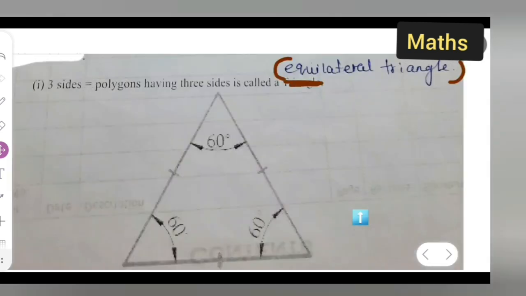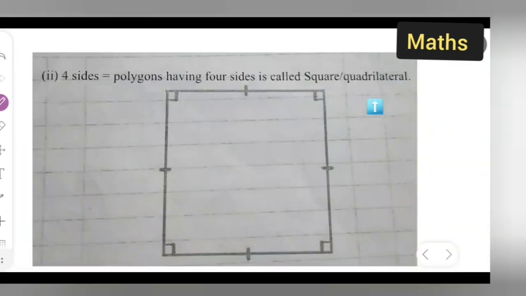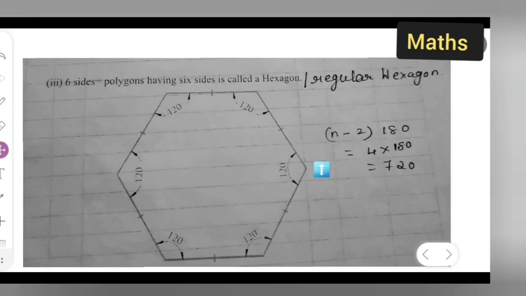Next, moving towards the next one, that is the 6-sided figure. What do you call a 6-sided polygon figure? Take down: a polygon having 6 sides is called a hexagon or regular hexagon. H it is. Okay, so this is the answer from here to here only.